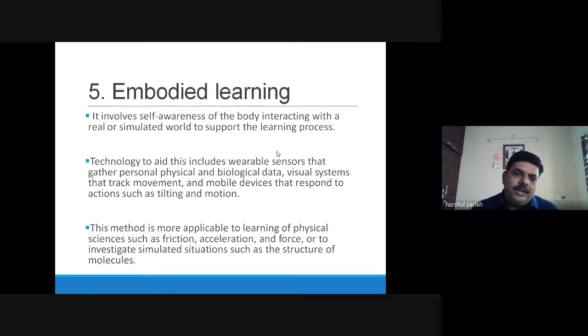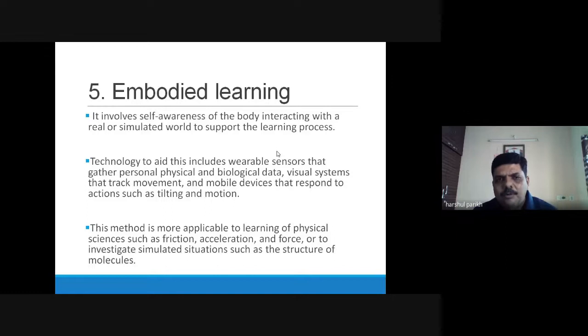Embodied learning is one kind of self-awareness, interacting with real and simulated worlds to support the learning process. This involves technology, where wearable sensors gather personal, physical, and biological data, visual systems track movement, and mobile devices respond to actions such as tilting and motion.